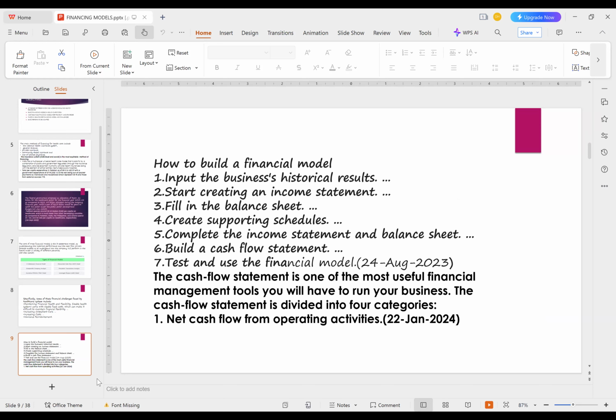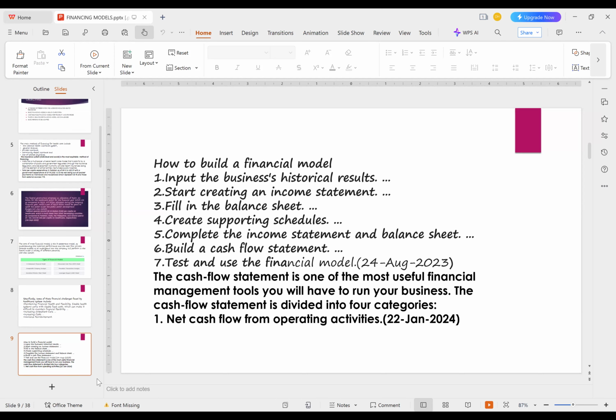How to build a financial model that would overcome these obstacles and fit in? First of all, inspect the business's historical results, as in what would have been done in the past and what were the results. Start creating an income statement. Income statement would be the cash inflows and the outflows. Fill in the balance sheet, likely the incoming financial statement, the outgoing, and rest of the expenditures plus the profit things. Create the supporting schedules like any of the NGOs, any of the charitable funds, and other financial support.